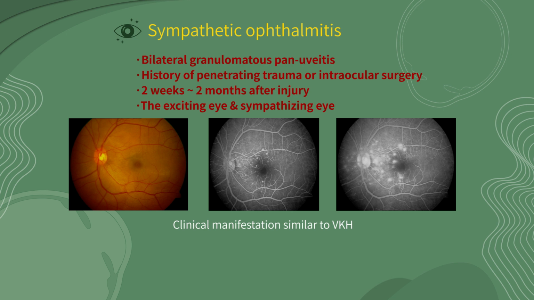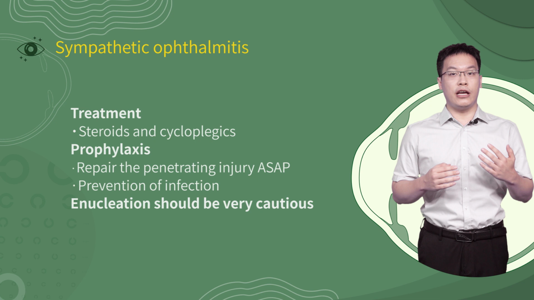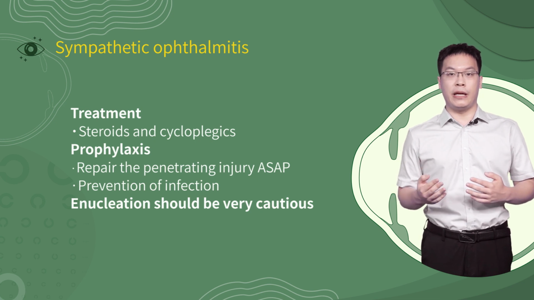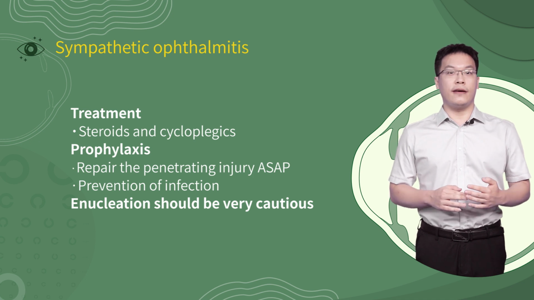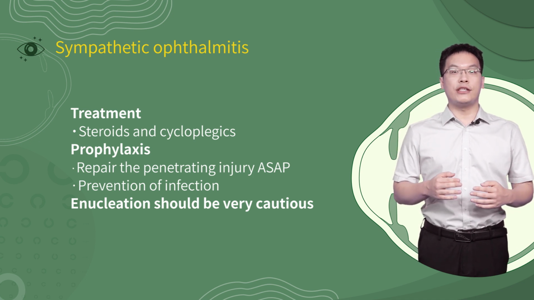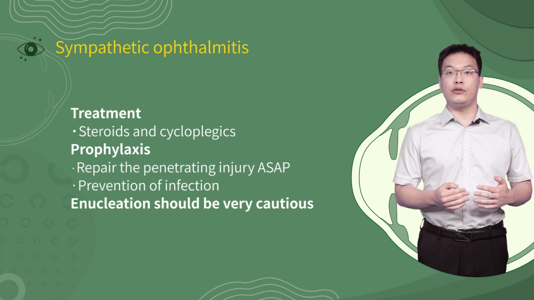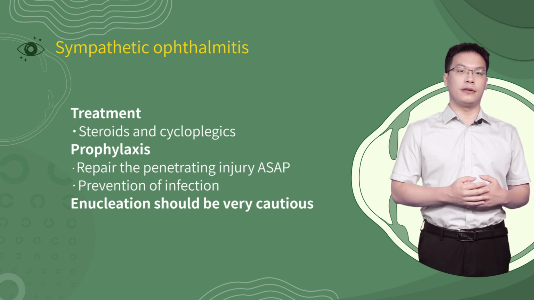In 60.5% of patients, this condition develops between 2 weeks and 2 months after the initial injury, and 90% within the first year. Treatment includes steroids and immunosuppressive agents, similar to other posterior uveitis. We often need to treat for at least 1 year with gradual dose tapering to reduce the risk of relapse.